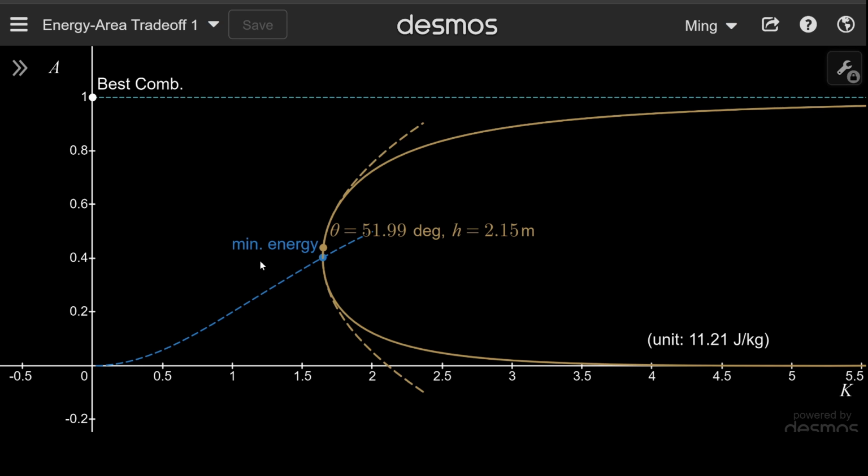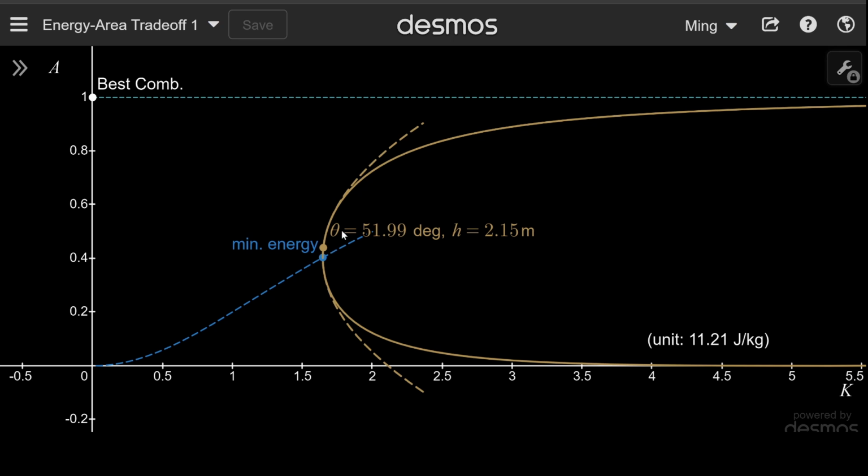The blue dot depicts the energy and area combination when the energy is at its minimum. Equivalently, this minimum energy point corresponds to the optimal arc we mentioned earlier. And the brown dot represents a general arc. For example, here, the launch angle is 51.99 degrees.